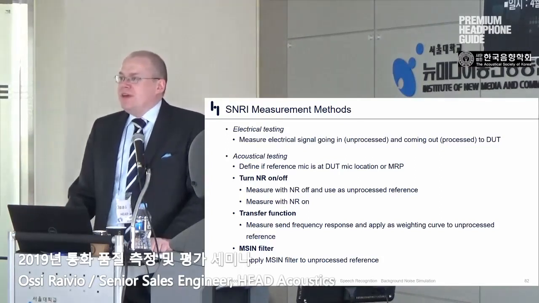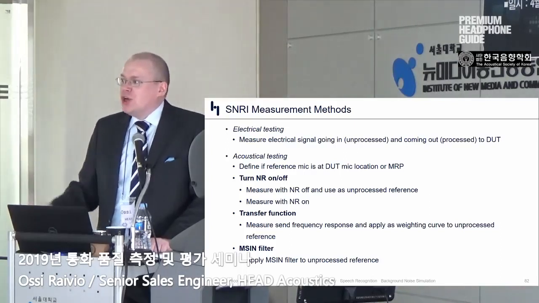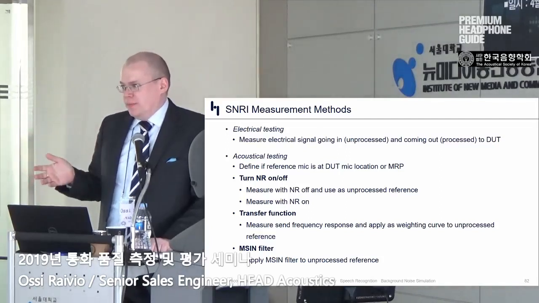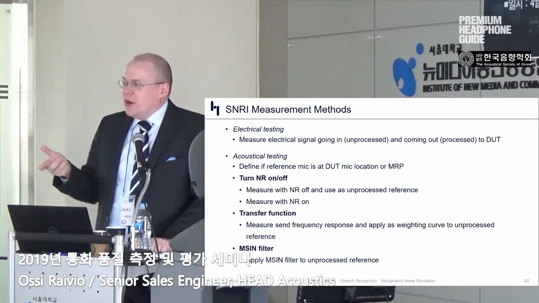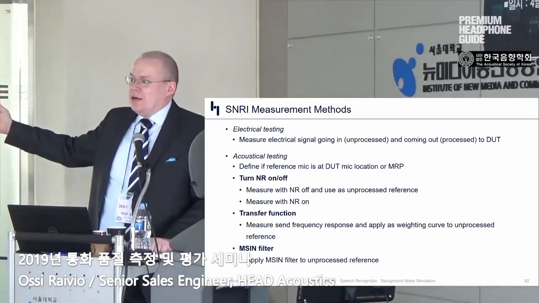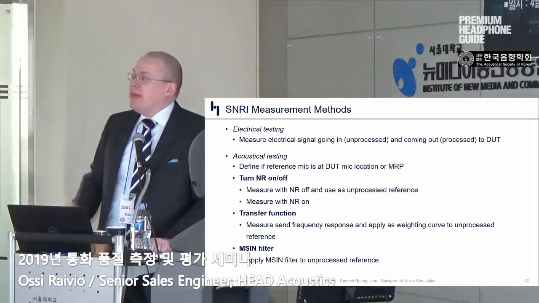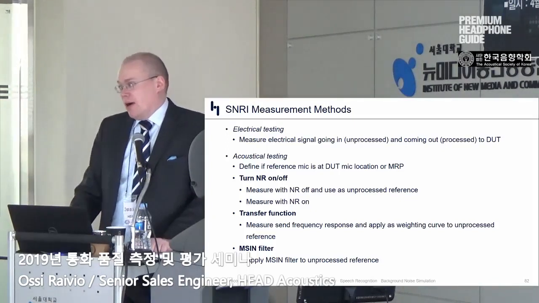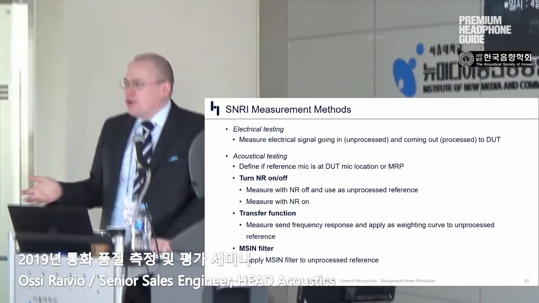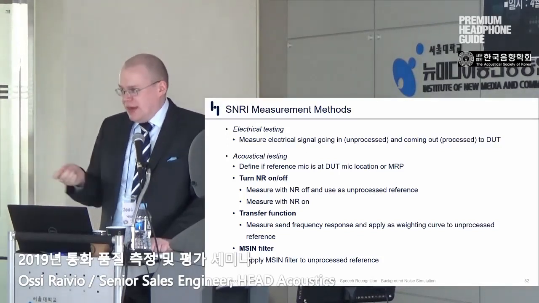Also, what you have to be very careful about is that when you turn off the noise reduction, you're not allowed to change any gains in your system. It could very easily happen that when you switch off the noise reduction, your overall gain in the signal chain changes. And that change will immediately affect your SNRI score. So turning off and on the noise reduction is a very good method of doing the test.